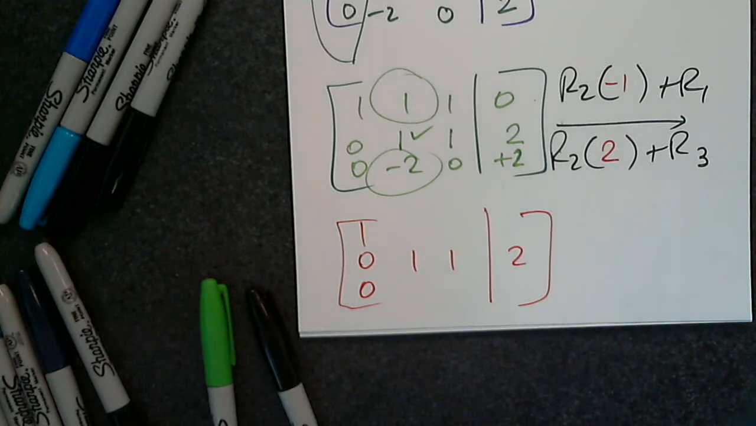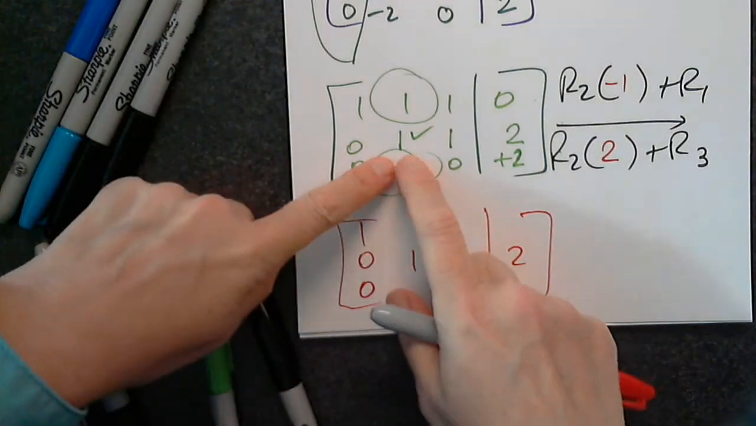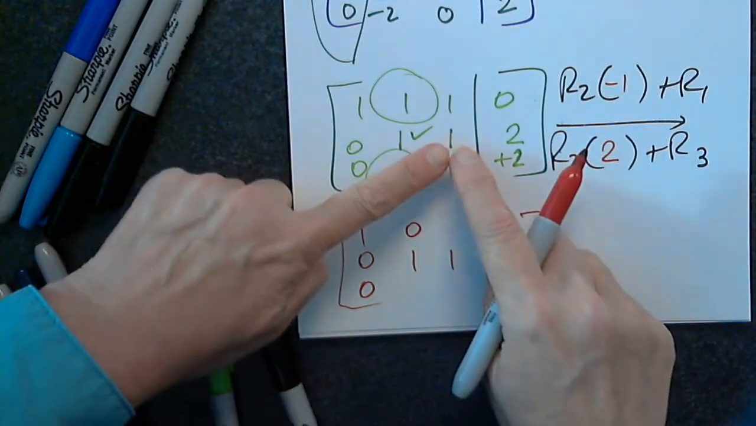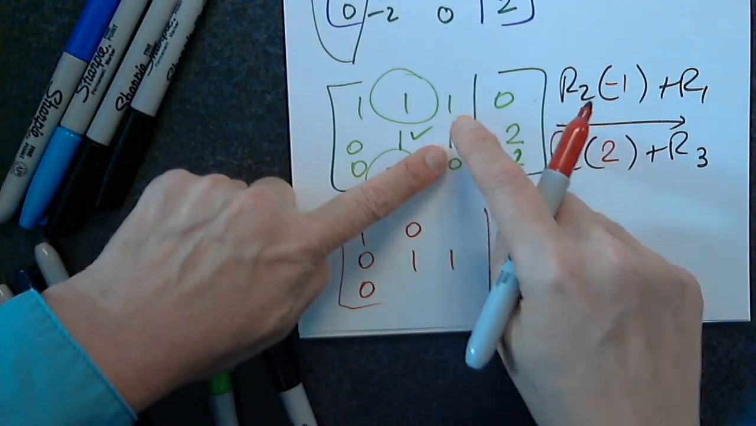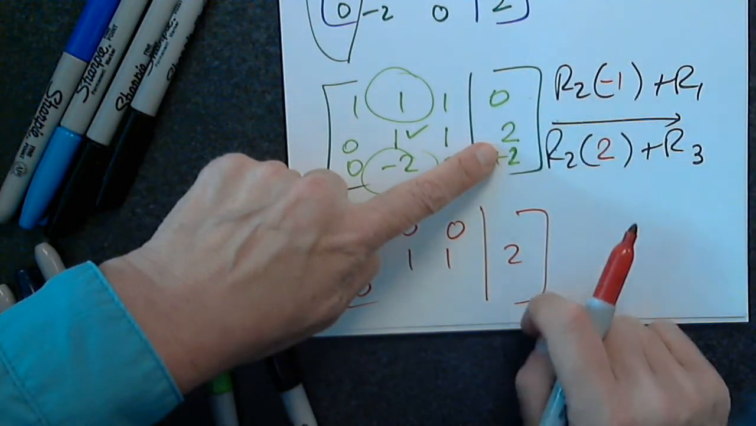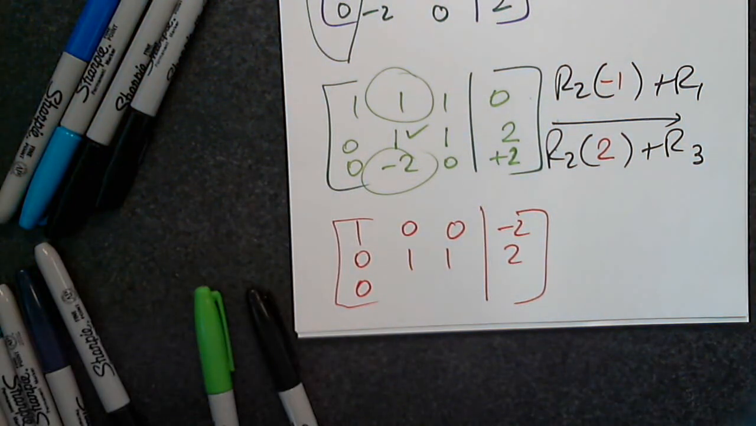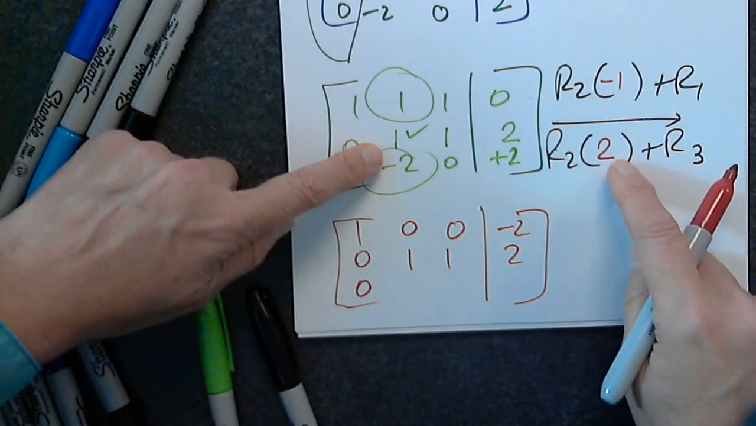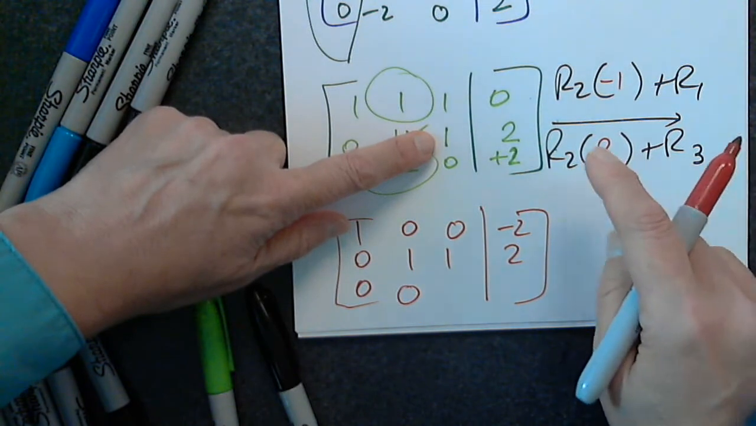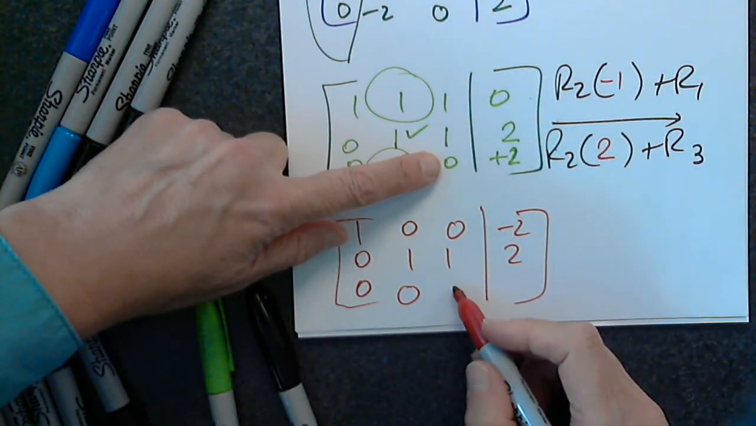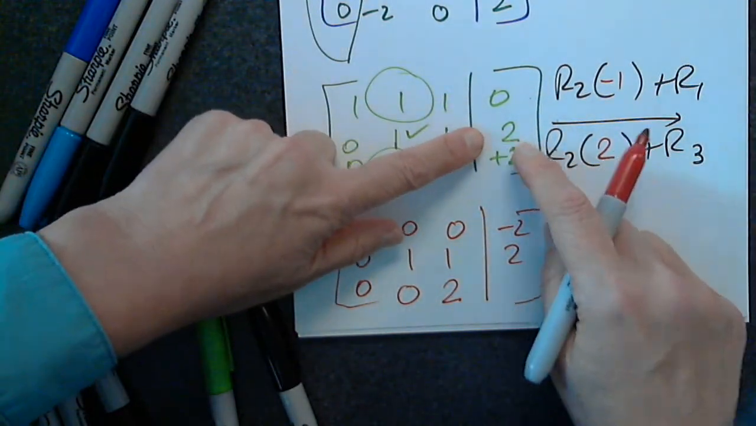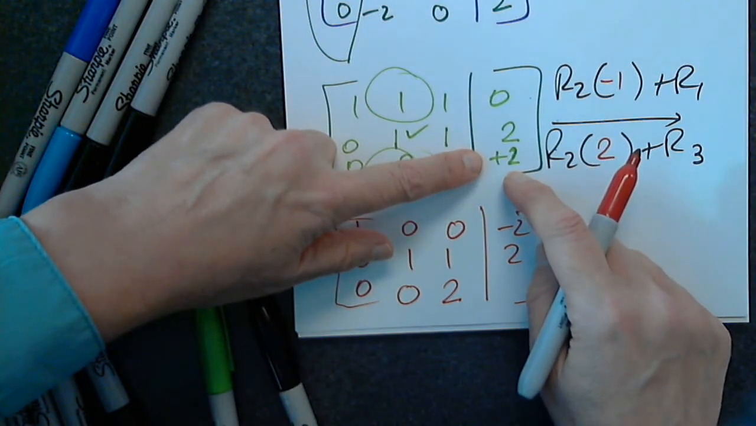Okay, so let's do this together. 1 times negative 1 plus 1. 0. 1 times negative 1 plus this one. 2 times negative 1 plus 0. Negative 2. Well done. 1 times 2 minus 2. 0. 1 times 2 plus 0. 0. 1 times 2 plus 0, 2. 2 times 2, 4 plus 2. 6.